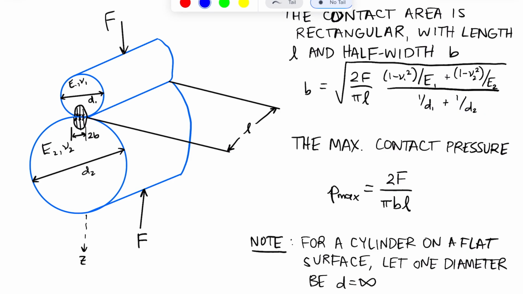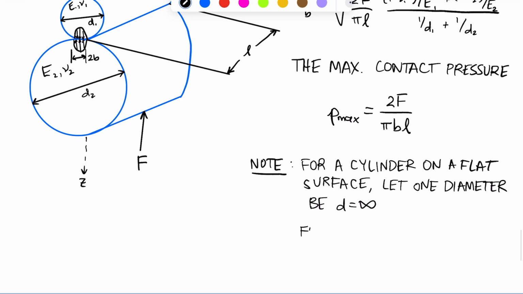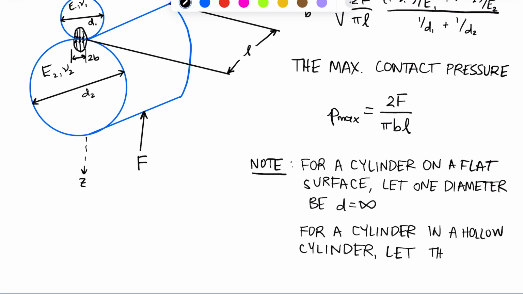This would be useful for many situations. You could think of a wheel on a rail. That would be a classic example of a cylinder on a flat surface contact model. We also may be interested in a cylinder inside a hollow cylinder. So to model a cylinder inside of a hollow cylinder, we simply let the diameter of the hollow cylinder be negative in our equation. And this is going to be the type of model we need for a roller inside of a bearing race, for example.